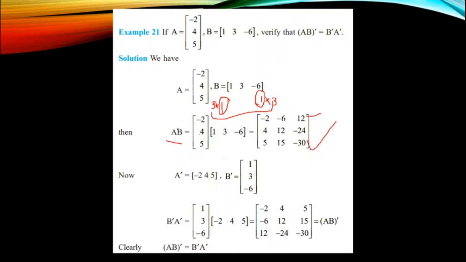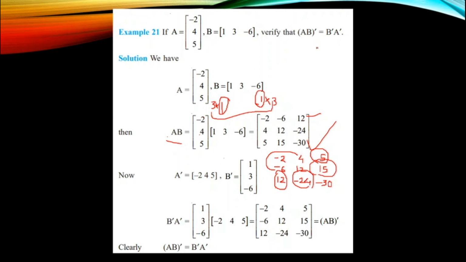Now when you find the whole dash of AB, what will you get? Minus 2, then minus 6, 12, then 4, 12, negative 24, then 5, 15, and negative 30. Just make a note, your diagonal elements stay as they are. If you want, you can do it directly this way. These elements are getting changed. This and this get interchanged when you are transposing it.